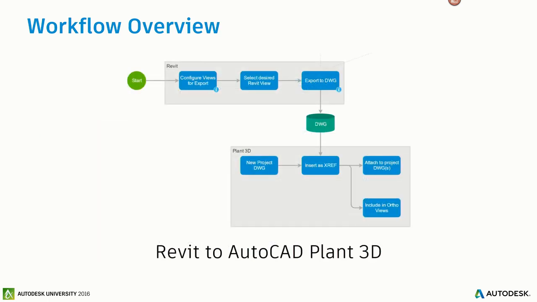So going the other way from Revit to Plant 3D, we're going to go out from Revit to a DWG file. Now, there are some things you need to know about setting up Revit views before you export. That way you can get the right geometry out before you take it into Plant 3D. And then we insert that into an XREF, which goes into the project, and then you can use that in ortho views and things like that.